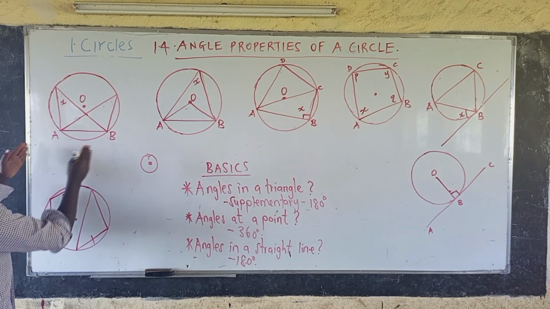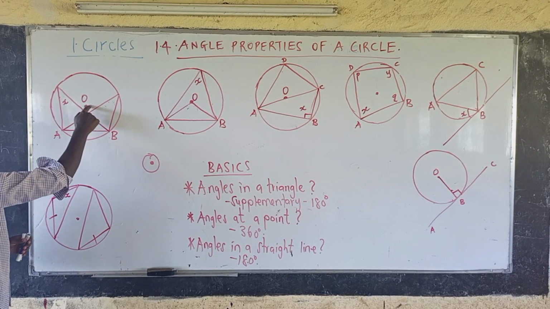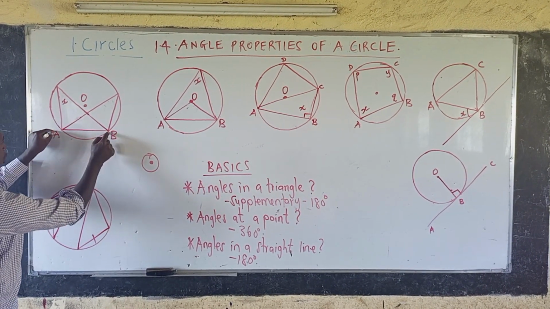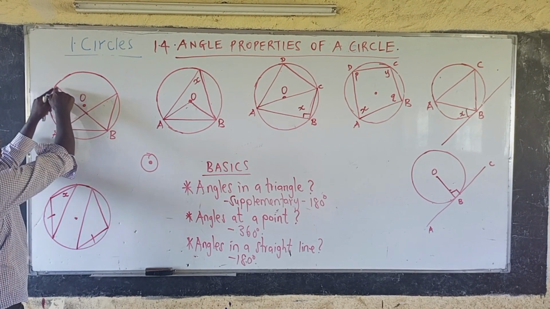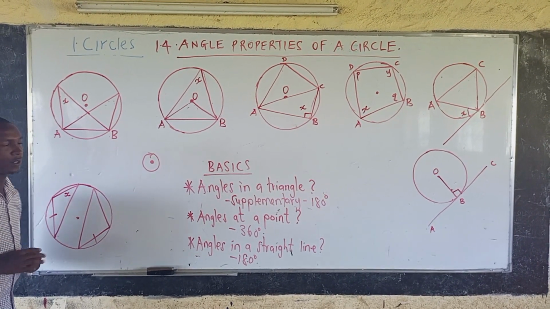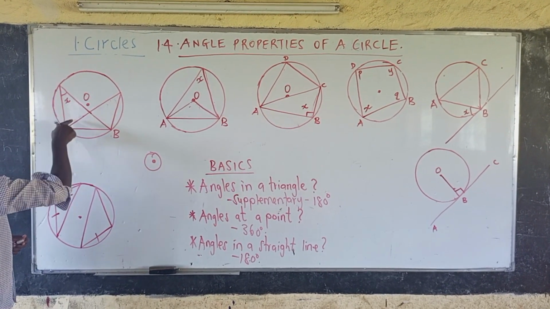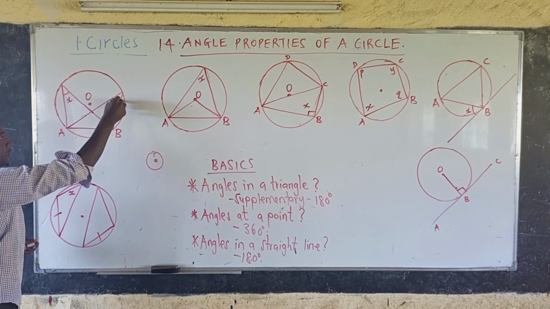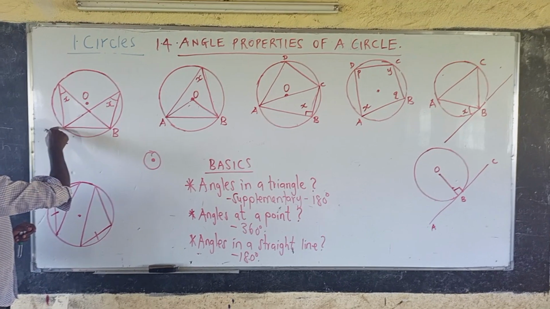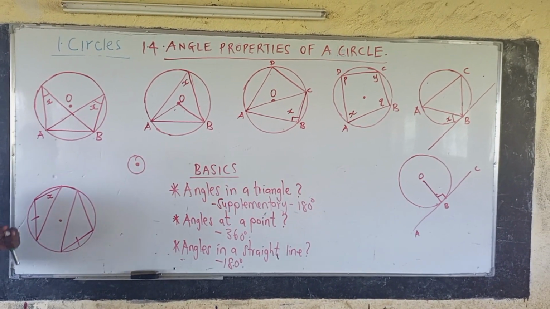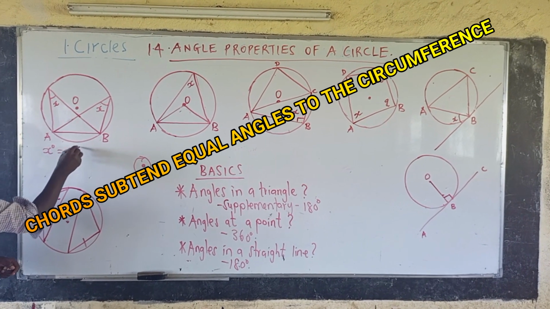The first one, as you can see, is a chord AB within a circle with center O. You can see this chord subtends an angle to the circumference, and the same chord subtends another angle to the circumference. So what do we know about that? If this angle is x, the other angle will also be x. So we conclude that a chord subtends equal angles to the circumference, and therefore x degrees is equal to x degrees.